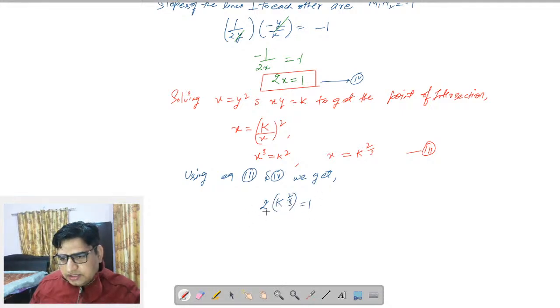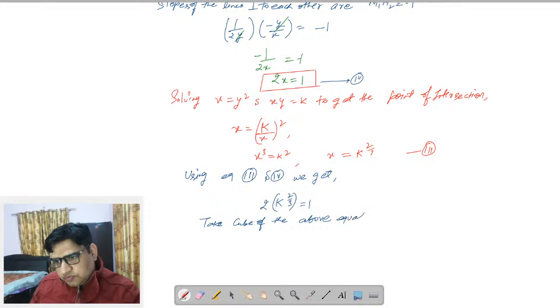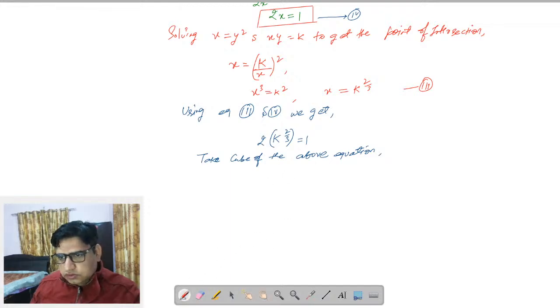Okay, and we can simply cube both sides. Taking cube of the above equation, so it will be 8 k squared is equal to 1, and this is what we were supposed to find out. Okay, so we got it. 8k squared is equal to 1, by taking cube of the above equation, and this is how we can solve.